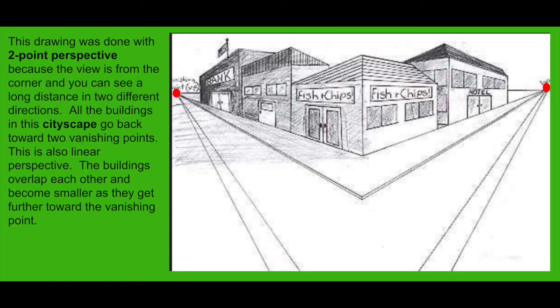But what happens in a cityscape if the viewer is standing at the corner looking down two different roads? Well, that's where we get two-point perspective. I just want you to be aware that there is more than one point in some pictures, and you might start observing this in nature whenever you're outdoors also. So don't worry about this too much. I just wanted to introduce you to it.